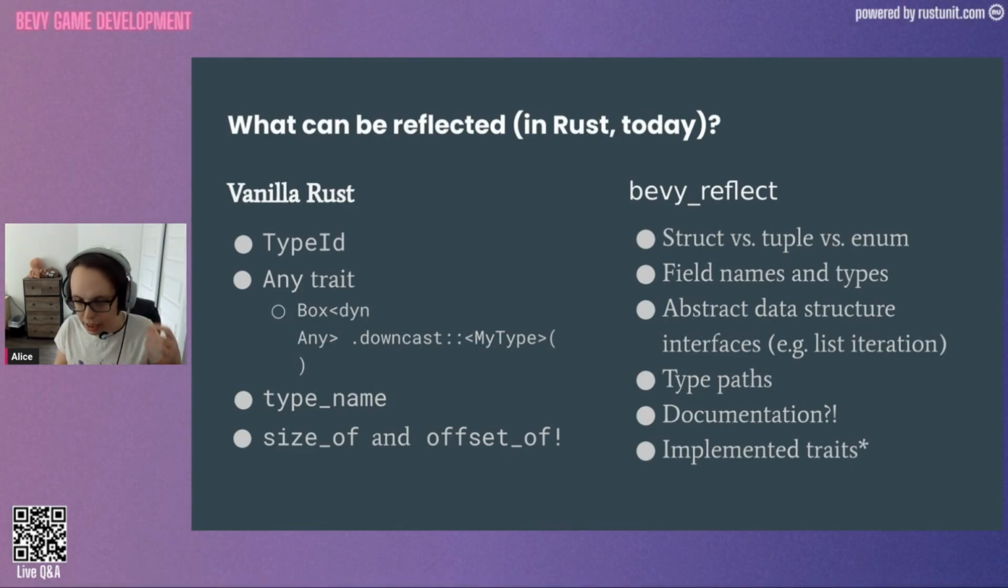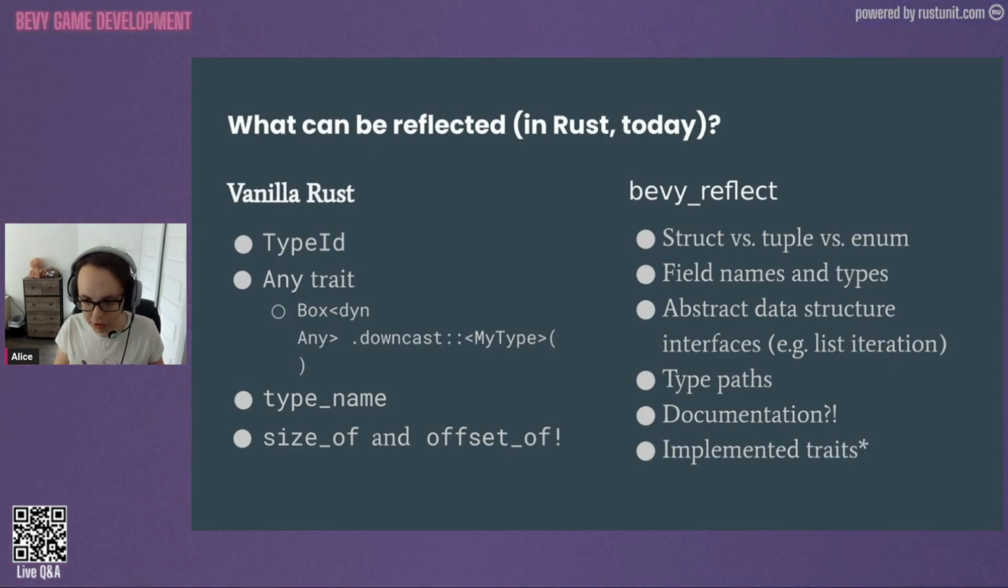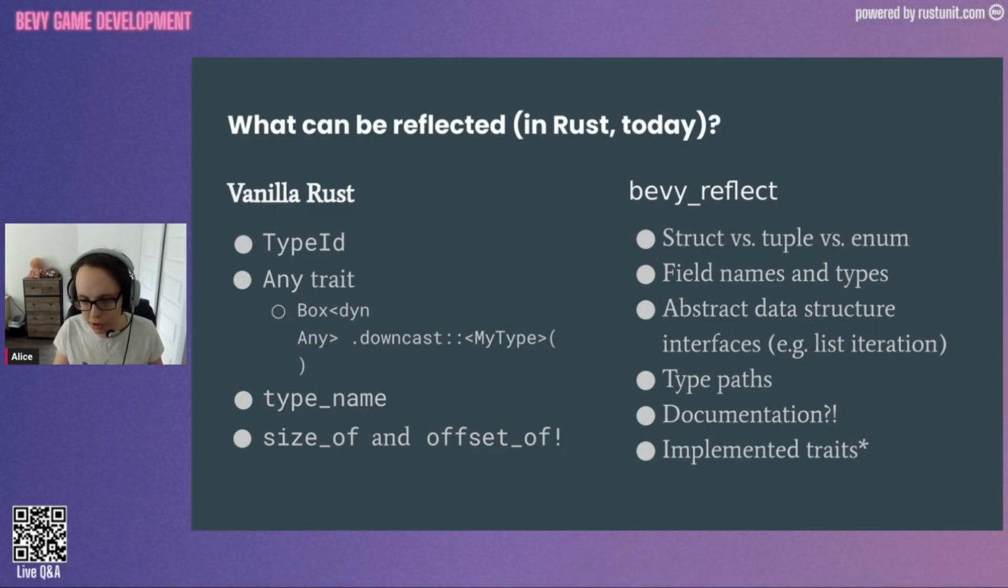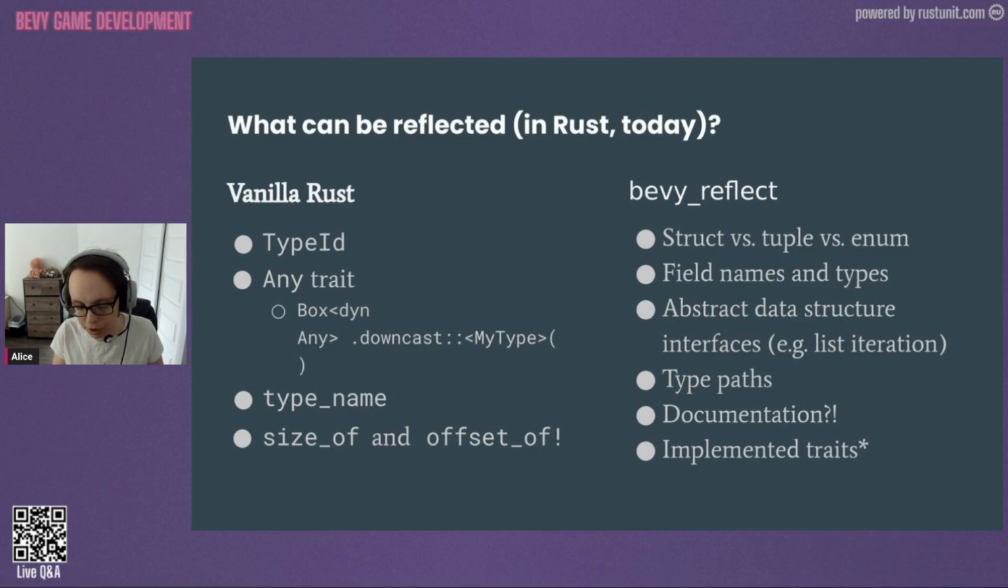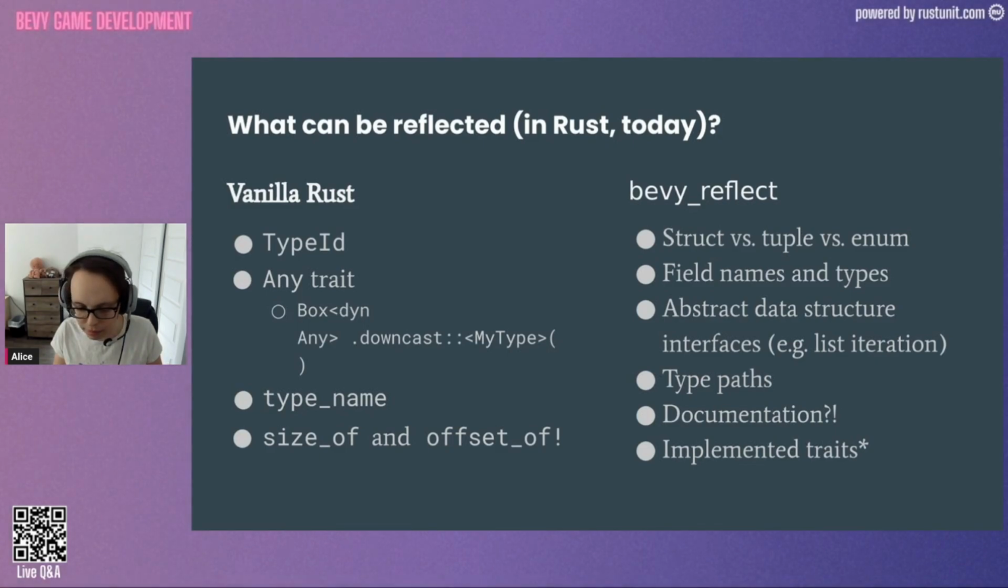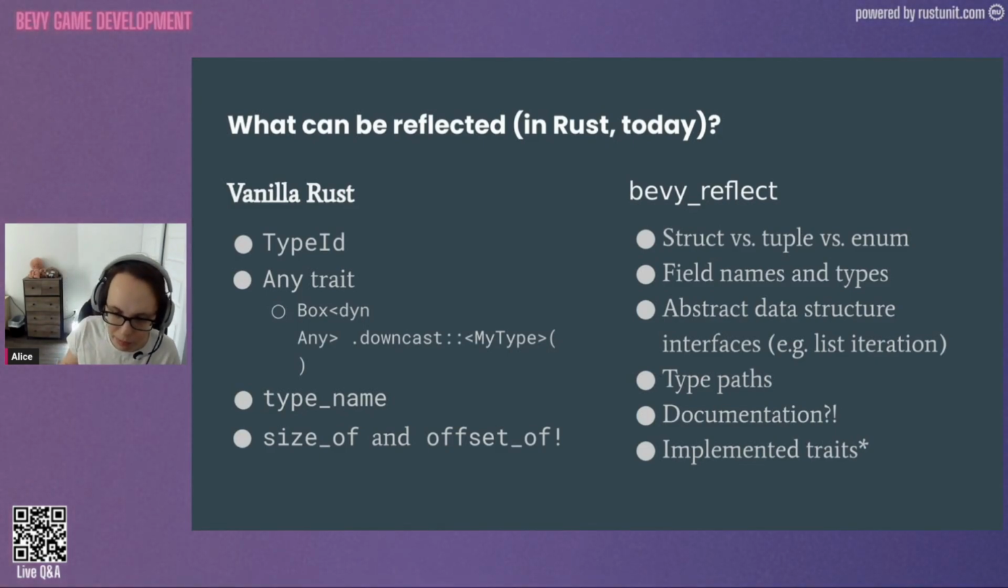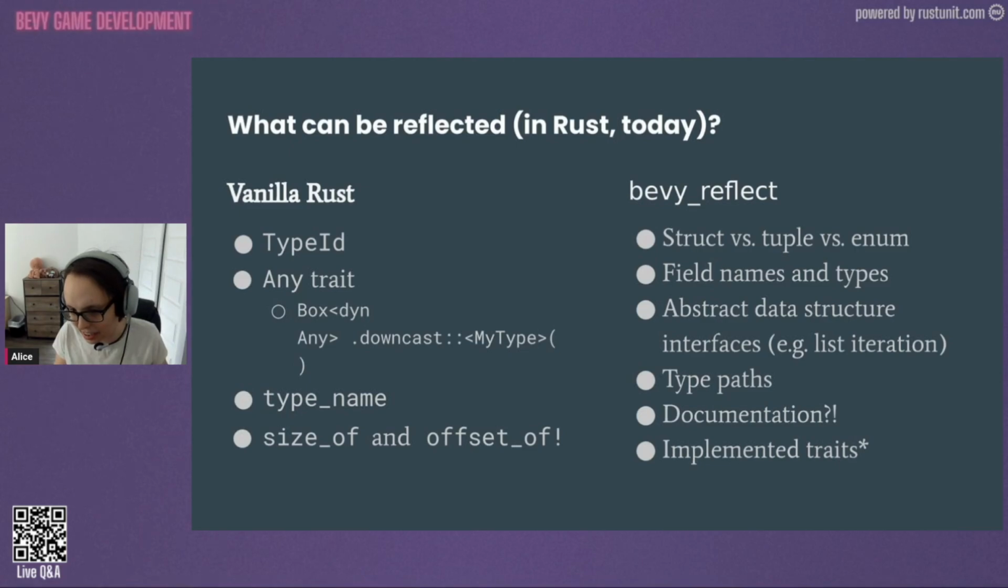Then you can get out the field names and the types of all of the fields of your structs. You can kind of abstract over the different types of data structures you might have. You might want a list. You might want a map. You may want to iterate over a list. And you can do this in a generic way. I'm sure the functional programming people are like, "Oh, I know that. It's a hack, but yeah, it's good."